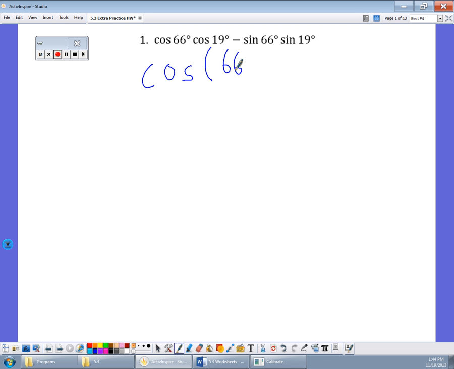So we know we have 66 and 19. So the question now is it a sum or difference? Remember the sign changes for cosine, so that means it's going to be a sum. So you're going to end up with cosine of 66 plus 19, which is 85. So that's all you have to do for those, and that would be your answer. And it's the same for the other four in that section.